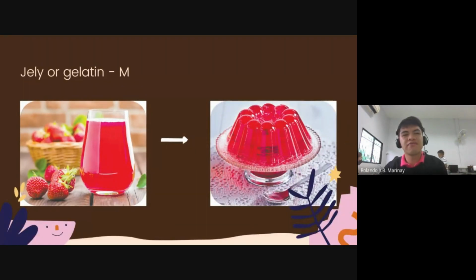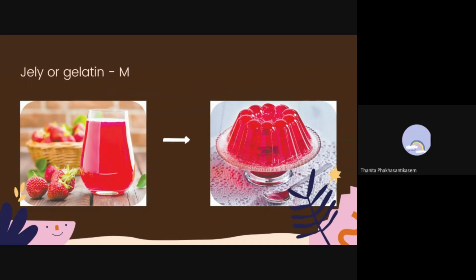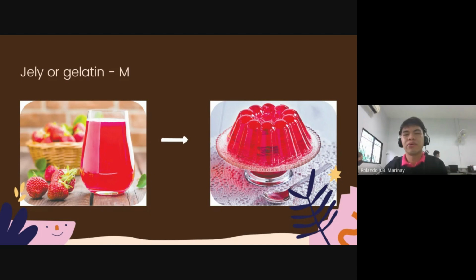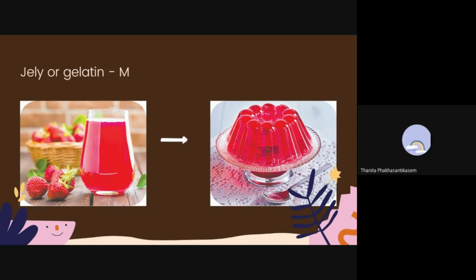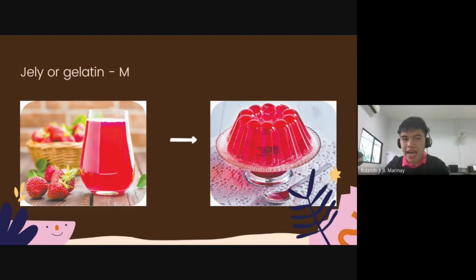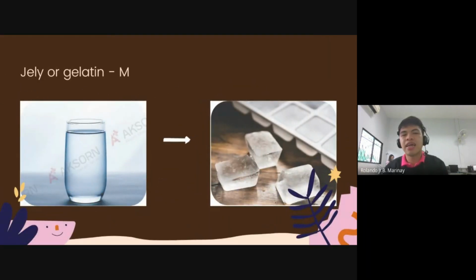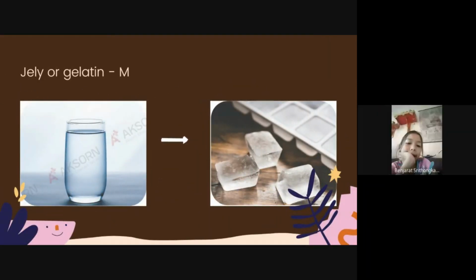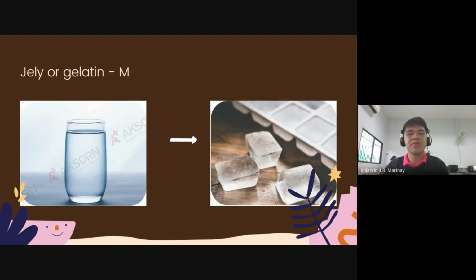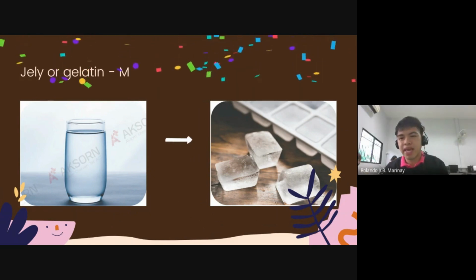What about this one? From jelly? From gelatin? Cooling. Okay. We can make a jelly, right? When we combine the mixture of jelly or gelatin. Yeah, jelly or gelatin. Very good. We can make it by cooling. What about this one? Making an ice. Cooling. Very good. We also use cooling in making an ice.